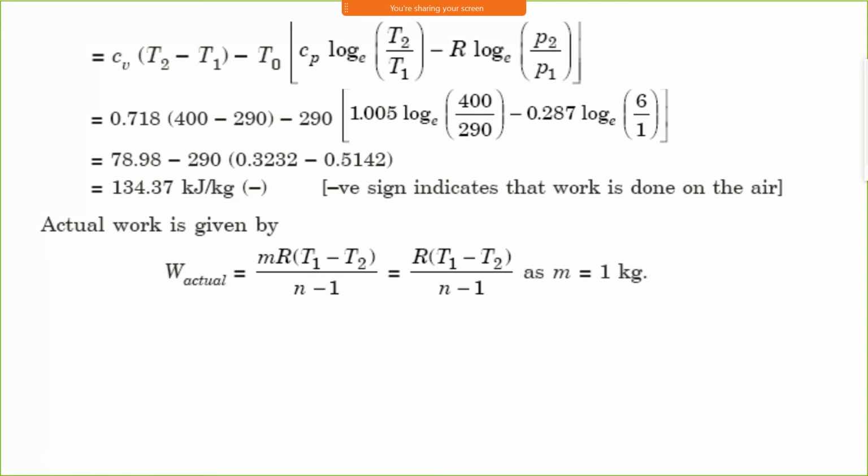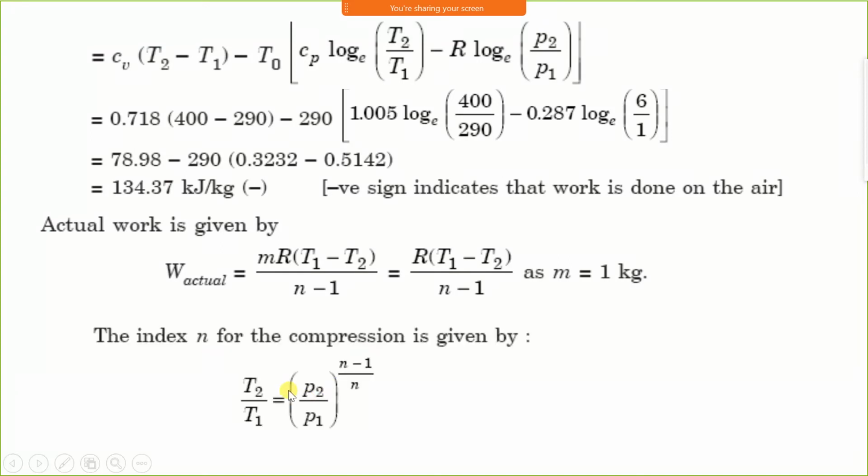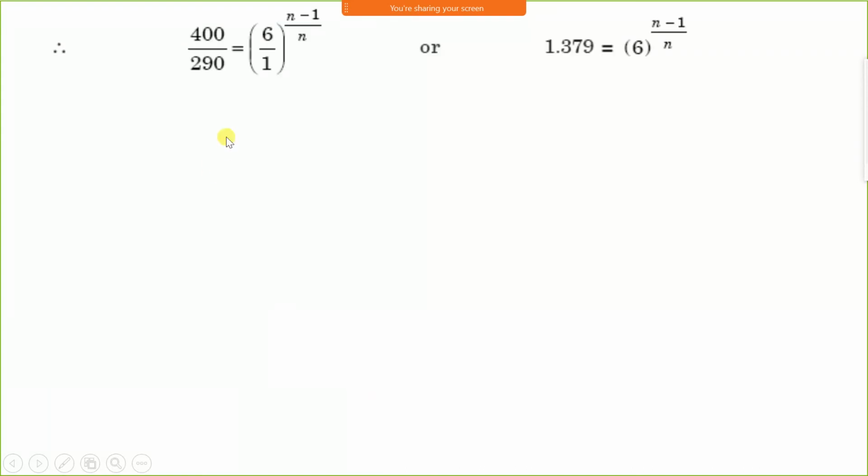We know the relation between pressure and temperature for a polytropic process. The relation is T2 by T1 equal to (P2 by P1) raised to the power (n minus 1) upon n. T2 and T1 are known to you, and P2 by P1 is also known to you. Only n is unknown.